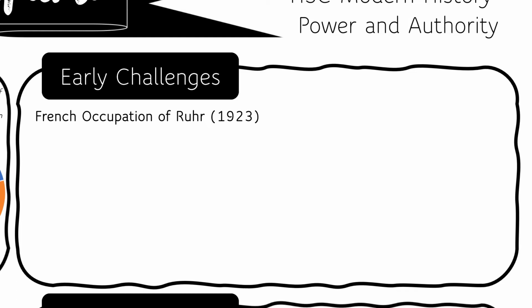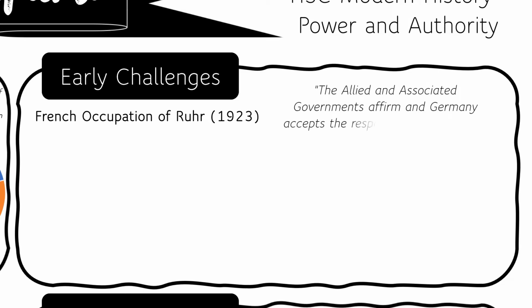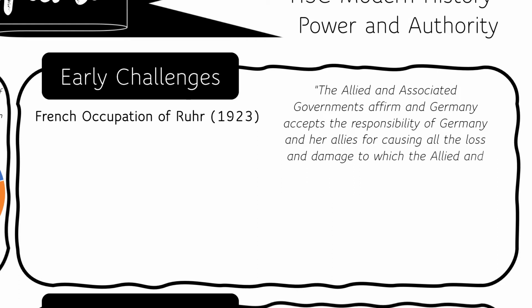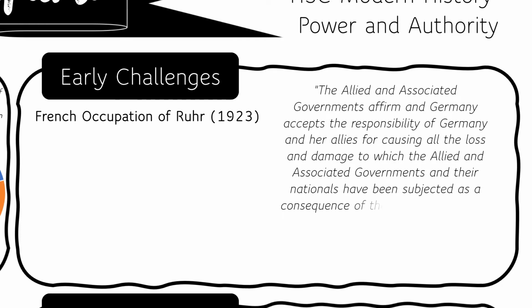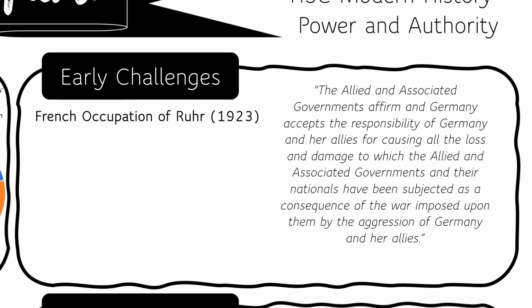Significantly, the German government had been forced to agree to Article 231, the War Guilt Clause, which stated, "The Allied and associated governments affirm, and Germany accepts responsibility of, Germany and her allies for causing all of the loss and damage to which the Allied and associated governments and their nationals have been subjected to as a consequence of the war imposed upon them by the aggression of Germany and her allies." In essence, what this meant was Germany accepted responsibility for the war and the accompanying reparation payments to the Allies.